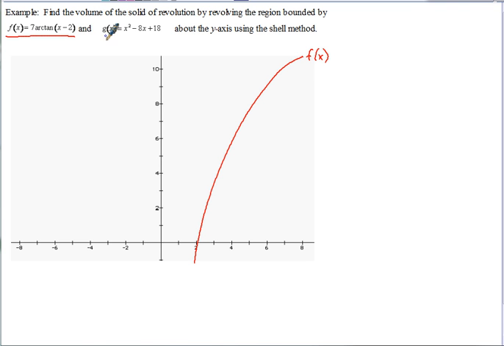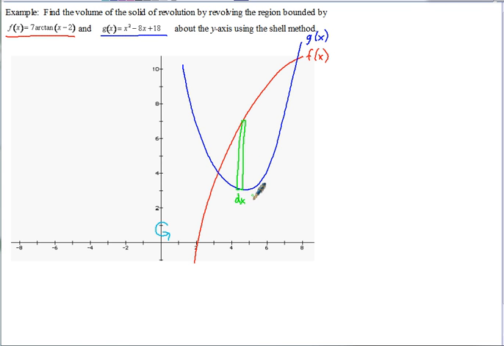And g of x is our parabola, something like that. Yeah, so there's a rough sketch of our region enclosed in. And again, we're revolving around the y-axis. So circular arrow there. And again, you can just draw your representative rectangle somewhere in this region. And again, the two things we need to figure out are the radius and height.